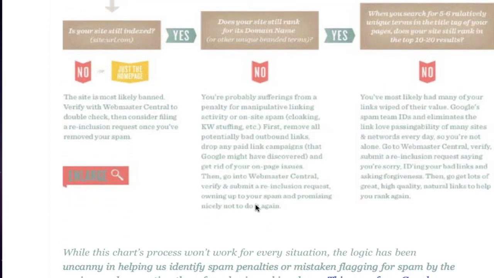Then they give you a process to follow. The first thing you do is check to see if you're still indexed. If you're not indexed, then you've been penalized or banned. You go to the Webmaster Central and you file a re-inclusion request, which is a form where you ask them to re-include you for whatever reason.